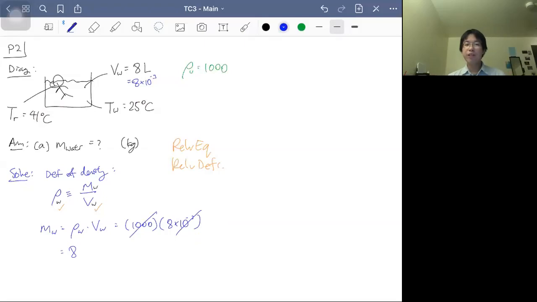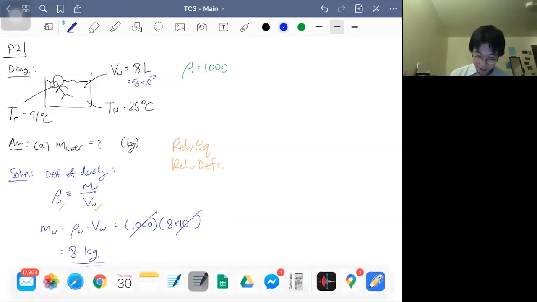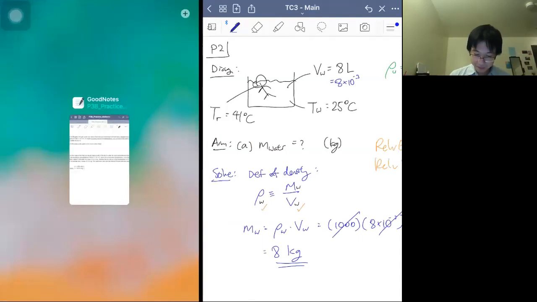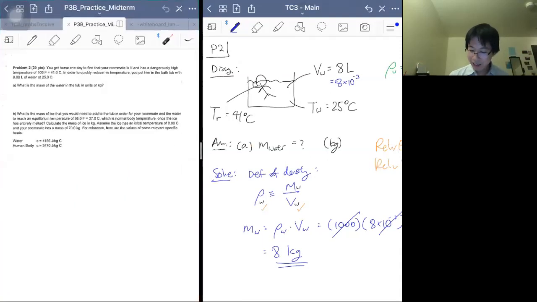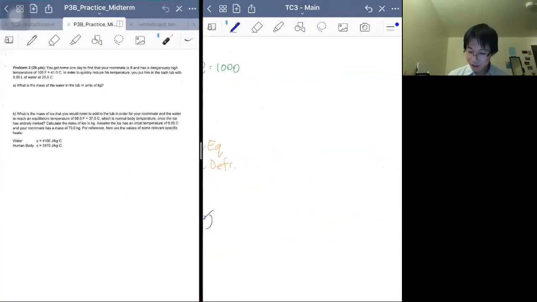What is the unit for this final answer? Type it out in the group chat. Let's see if people understand how I'm doing these problems. Perfect, Rachel, you win. There you go, kilograms. Right. That's part A, done, easy. Let's move on to part B. That is the correct answer, by the way, just to give you confidence.